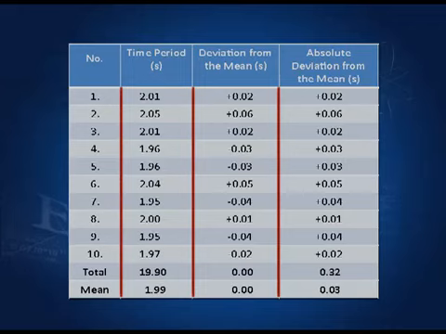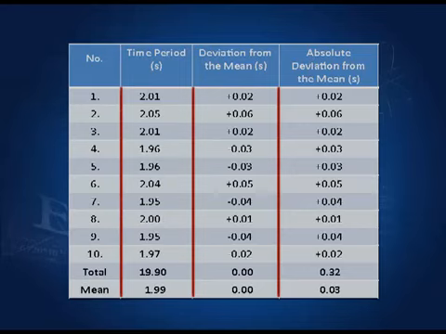Here I have before you 10 observations of the time period of a pendulum whose length is 100 centimeters. The first column is just the number, the second column is time period in seconds, the third column is deviation from the mean, and the fourth column is absolute deviation from the mean. That is, in the last column all numbers are positive, in the third column numbers are positive as well as negative. In the first column there is just number, in the second column we have time periods, and at the end we have the mean time period, which is 1.99, and if we sum all the deviations you get 0, as I have been saying.